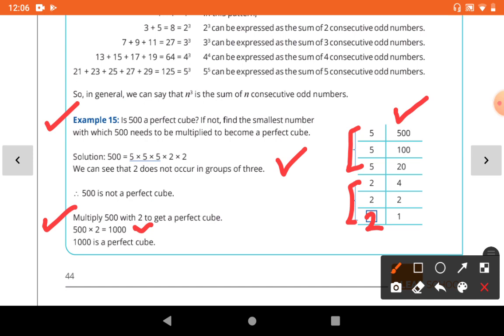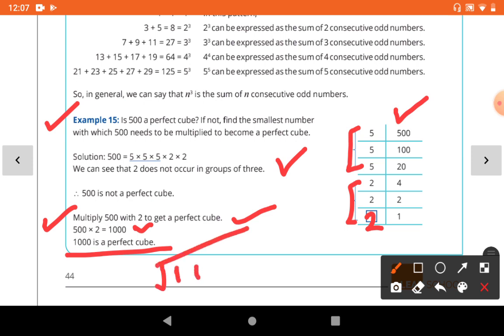So 1000 is a perfect cube. अगर आपको ये पूछा गया कि किस नंबर के साथ मल्टीप्लाई करोगे, you will just write up to here. But if it is asked that you have to find out the cube root of that number, then you will solve further by doing this.